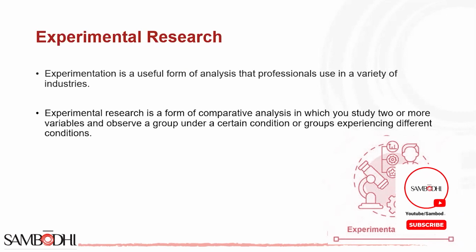Experimental research is a form of comparative analysis in which you study two or more variables and observe a group under a certain condition or groups experiencing different conditions. By assessing the result of this type of study, you can determine correlations between the variables applied and their effects on each group. Experimental research uses the scientific method to find preferable ways of accomplishing a task or providing a service.